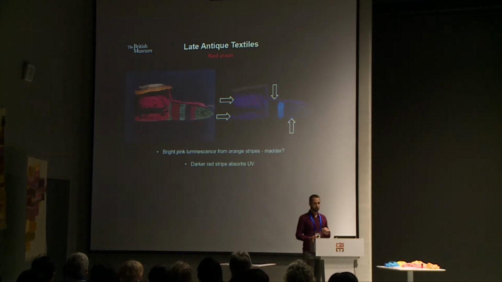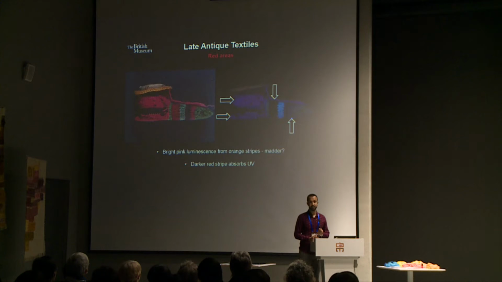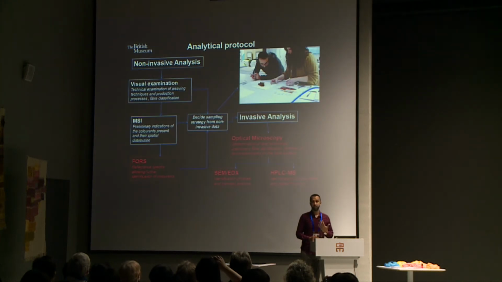And if you start looking at, for example, the red areas, you can see that most of them show this typical pink luminescence under the UV, and this is usually a first indication of the presence of madder. Of course, multispectral imaging is not a strong identification technique. The identification has to be confirmed in first place.